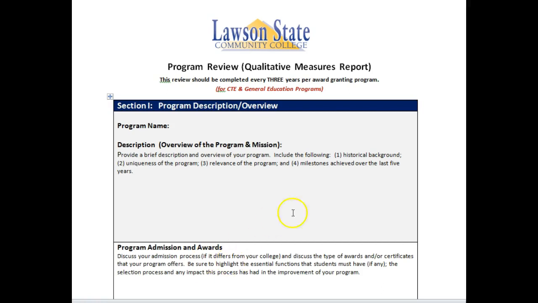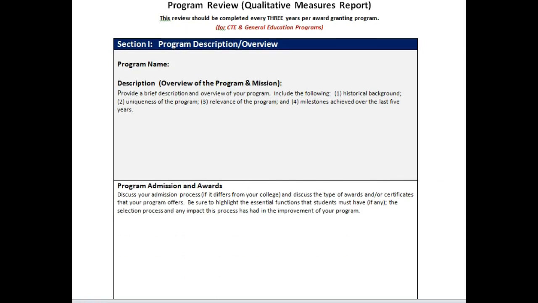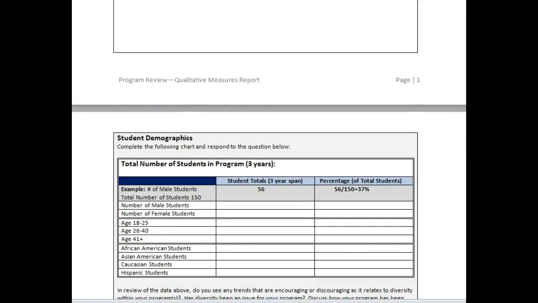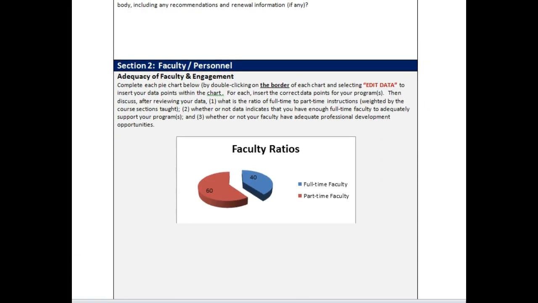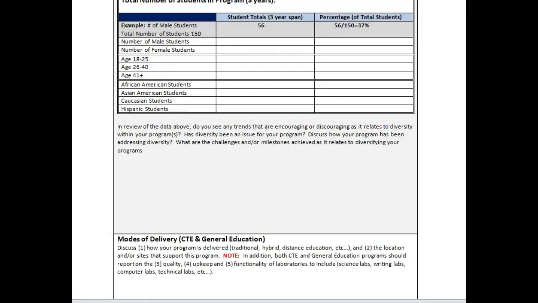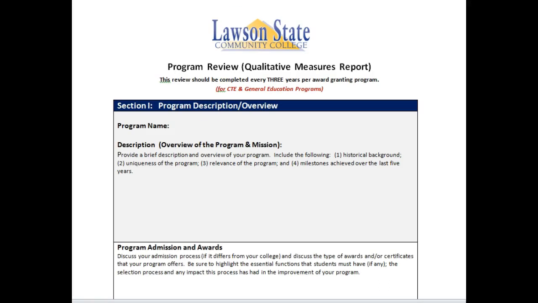So let's get started. Let's take a look at Section 1. Section 1 has several areas in it, and I'm going to scroll down just so you can kind of see. There are several sections for Section 1, and then you'll see Section 2 begins with faculty and personnel. So we're just talking about Section 1 in its totality. The first rule of thumb whenever completing a program review is that under each we have provided you with very detailed information as to what you should include. You need to follow this and always review it before moving from one section to the next.